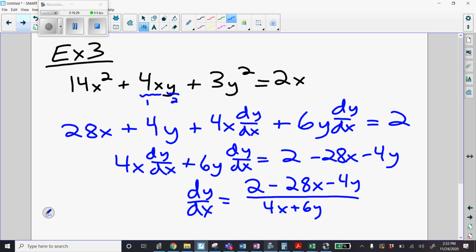Okay, hopefully you're able to follow my process there. Again, I was just factoring out the dy/dx from both terms. Left me with 4x plus 6y, and I just divided that over. Now again, I can look to simplify here.